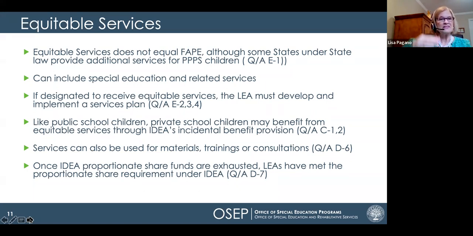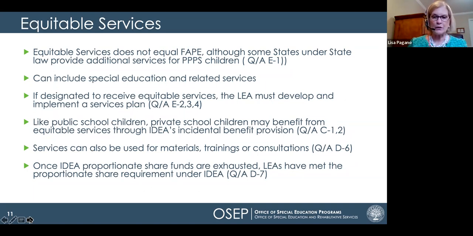Dan talked about the calculation for the proportionate share, and the amount of that money should be transparent. You know, the public should be able to find out how much the LEA needed to spend on its population of parentally placed private school children. Sometimes it's this much, sometimes it could be quite a lot. But whatever that amount is, once they have exhausted those funds, they have spent those funds for allowable purposes, then they have met the proportionate share requirements. So a state or an LEA could not require them to spend more than that amount of the proportionate share.